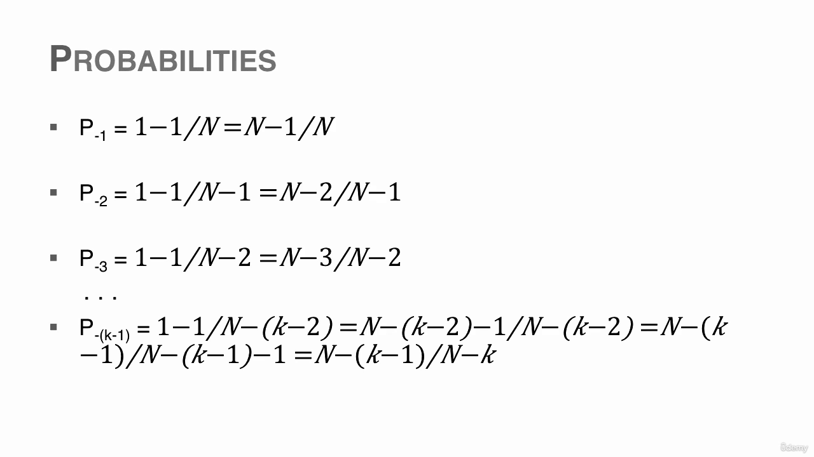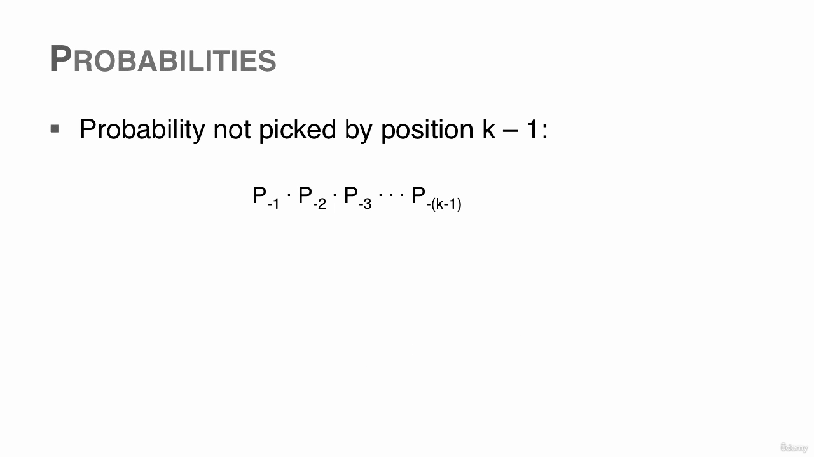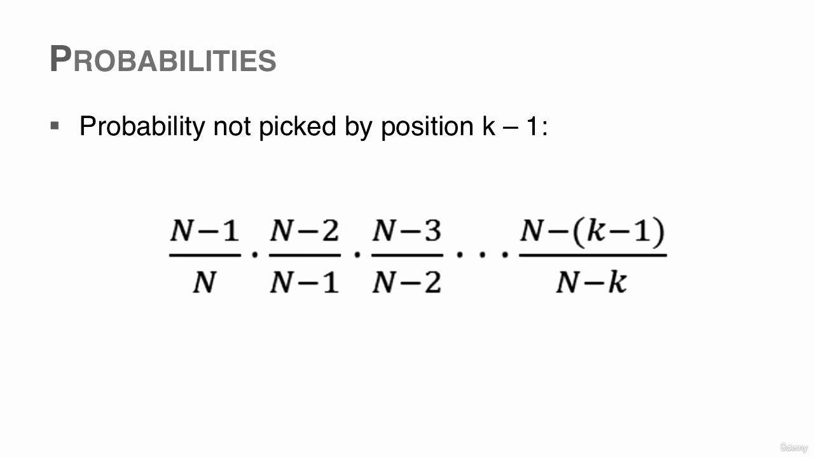Now that you know the probability of not being picked for any given position, what's the probability of the item not being picked for any position before position k? It's simply the product, p sub minus 1 times p sub minus 2 times p sub minus 3 and so on, up to p sub minus k minus 1. Plugging in the values we calculated gives this. But notice that this product can be simplified.